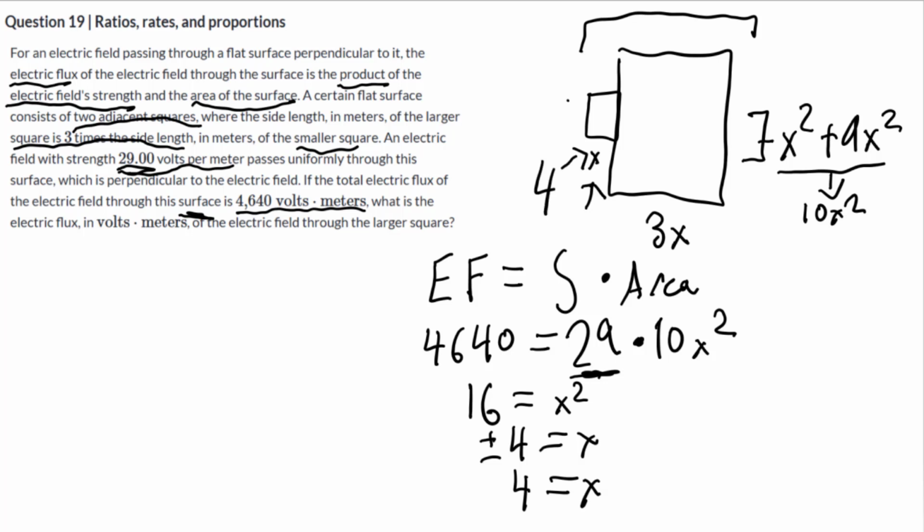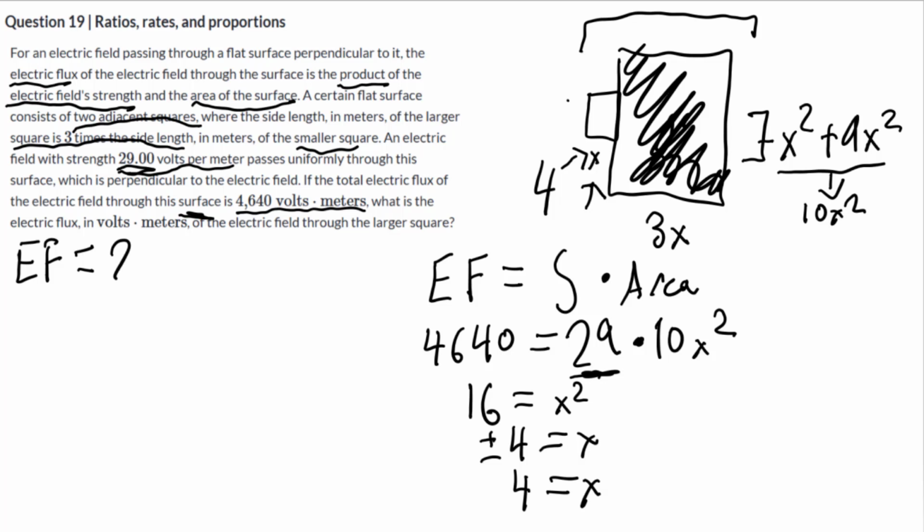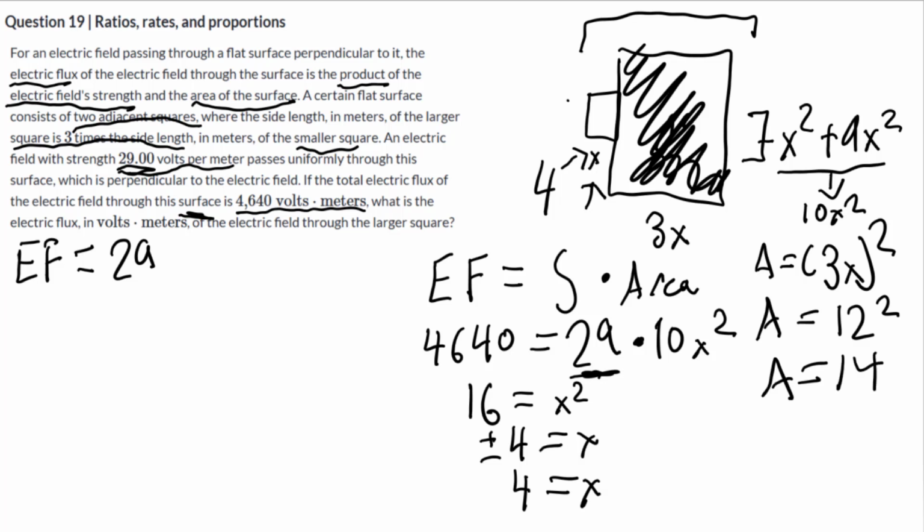So the question is, what is the electric flux of this larger square? So we can then use the equation with our new values that we found. We can plug in 29, which is the volts per meter, but we now know the area. We now know something new. Area is equal to 3x squared. We knew this, but now we can substitute x in, and we get 12 squared, and area is equal to 144.